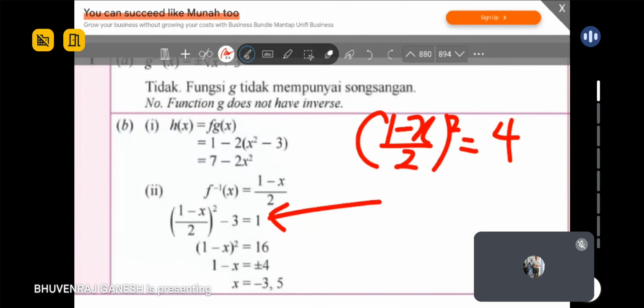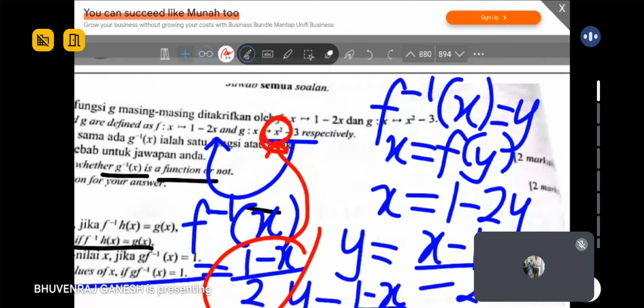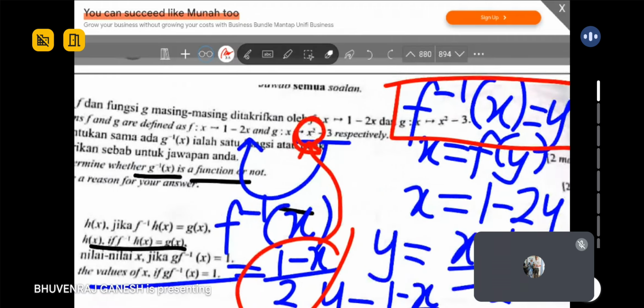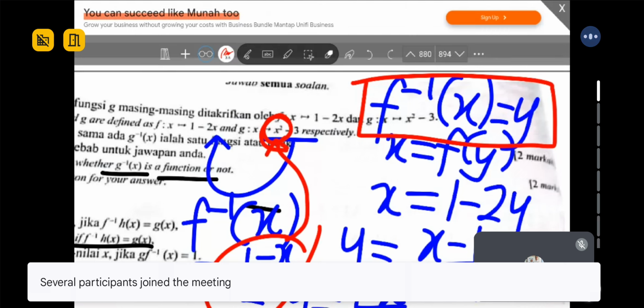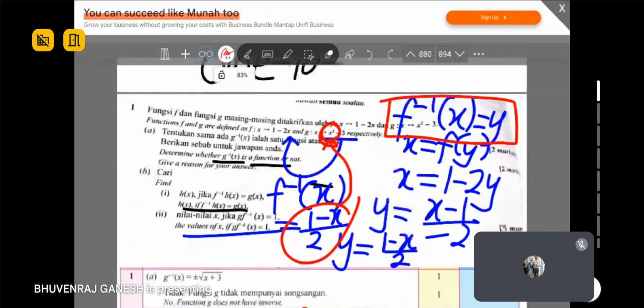Yang ni tadi guna cara, yes. Saya guna cara ni. Start. Okay, cara tu pun boleh. Okay, I use this concept. f inverse x sama dengan y. Ini konsep saya. Yang tu pun boleh. Kamu boleh katakan let y equal to 1 minus 2x. Okay? Sehubungan kepada 1, yes. 1 kepada 1 sahaja ada songsang. Ingat, 1 kepada 1 sahaja. Tak ada yang lain. Okay?